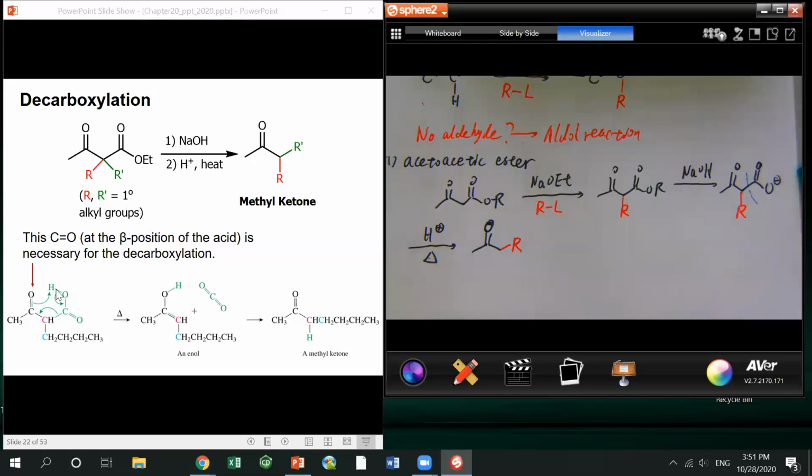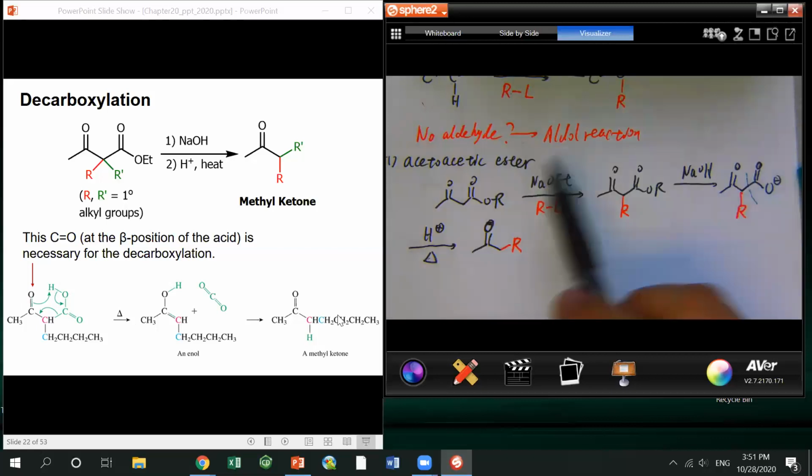So when you heat it up, this is the carboxylic group, and then the electrons shift three times. So you turn it into carbon dioxide, and with that an enol. The enol quickly tautomerizes into the ketone, the final ketone. So that's here.